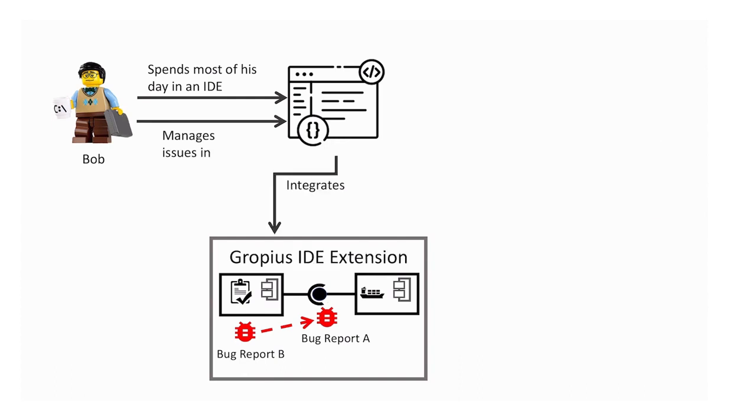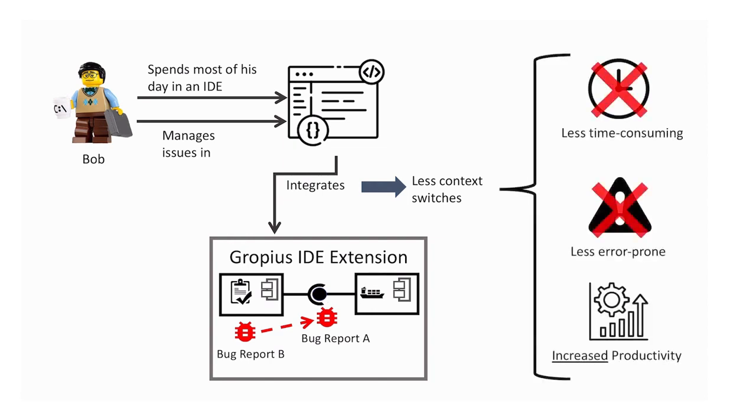To solve this challenge, there's a Gropius IDE extension for Visual Studio Code, which allows Bob to manage these cross-component issues in his IDE. Furthermore, the extension provides Bob a focused, component-specific view of cross-component issues, while keeping all cross-component issue features, for example, linking to issues of other components. This results in fewer context switches, and therefore his issue management process is less time-consuming, less error-prone, and his productivity might even increase. Let me give you a brief demonstration of our Gropius Visual Studio Code extension.